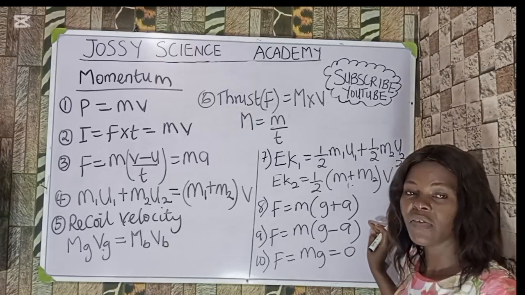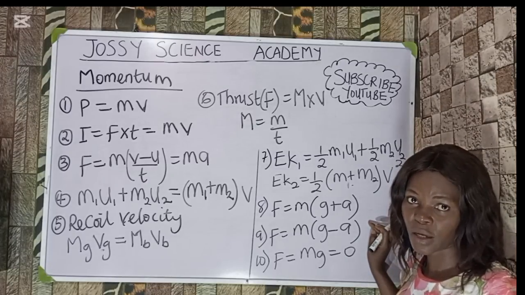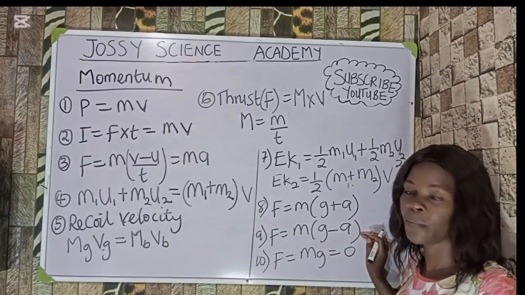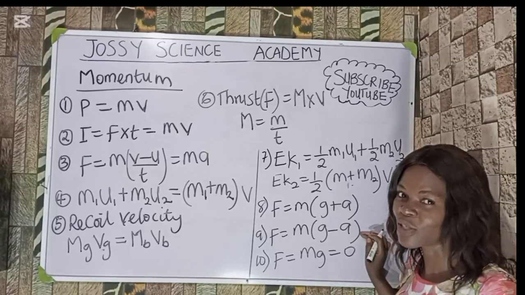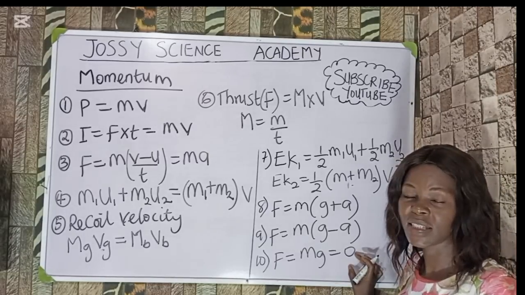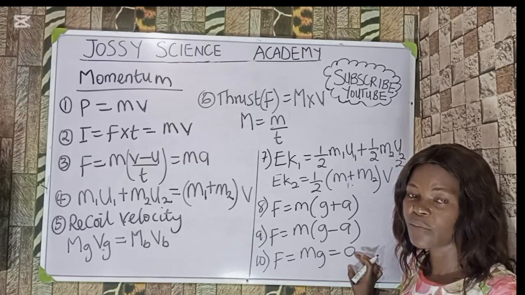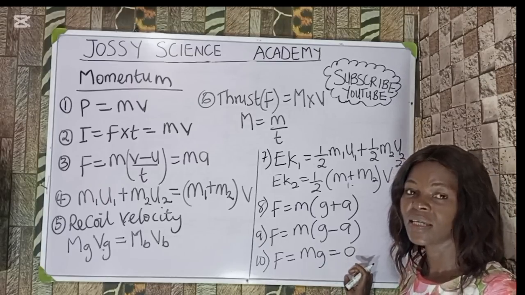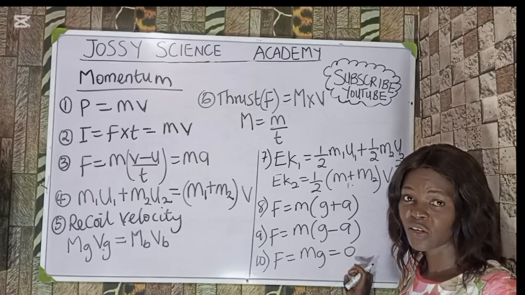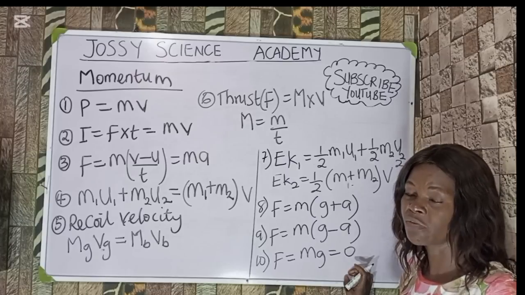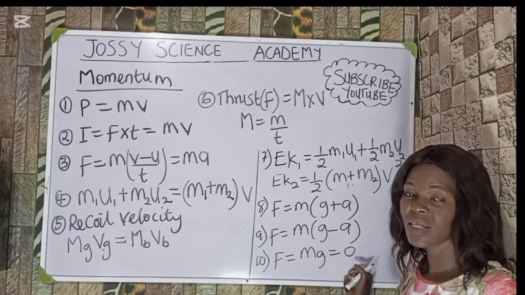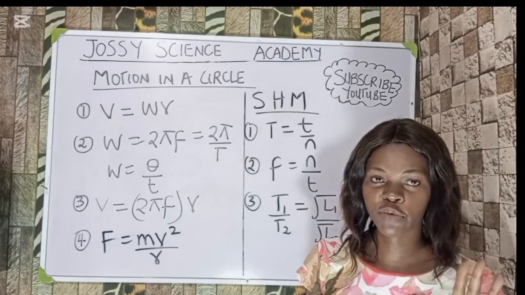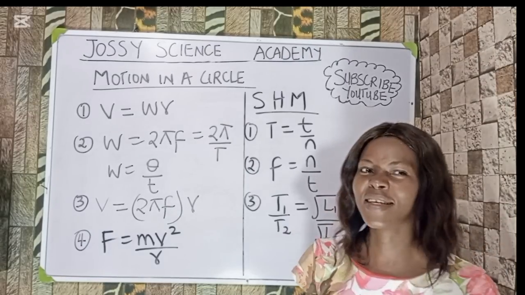Okay, if the body is descending or decelerating downwards, our force or the weight on the object is equals to m bracket g minus a. Please don't forget that. Now finally, if the body is moving freely, it means that the force acting on this body is equal 0. At this point, the acceleration of the body and acceleration due to gravity is equal. So the force or the weight on the object when it is moving freely is equal to what? 0.